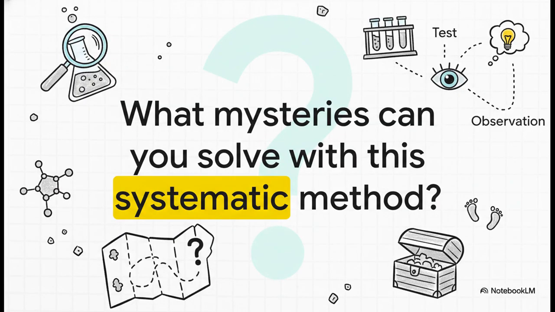So there you have it. We've seen how this systematic, logical approach of test, observation, and inference can solve a pretty tough chemical mystery. It's a really powerful way of thinking that goes way beyond the chemistry lab. So the real question is, now that you have the tools of a detective, what other mysteries could you solve?